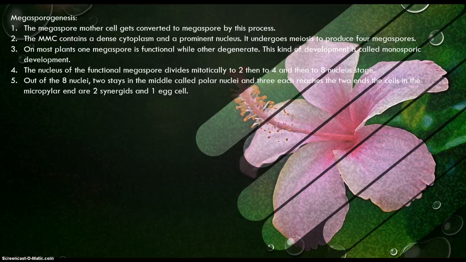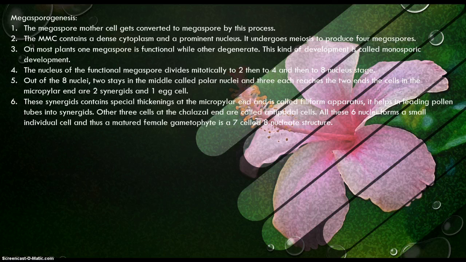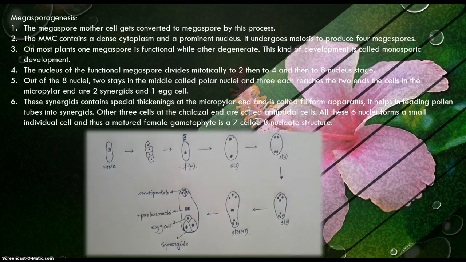The ones at the micropylar end are 2 synergids and 1 egg cell, and the other group at the chalazal end forms the antipodal cells. So a mature female gametophyte contains how many nuclei? It contains 8 nuclei and how many cells? That is 7 cells. This will be much clearer when you see this diagram.